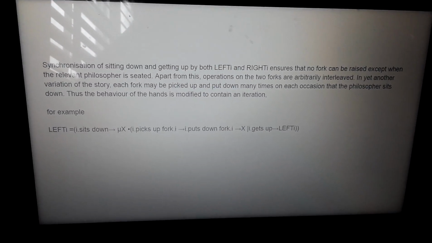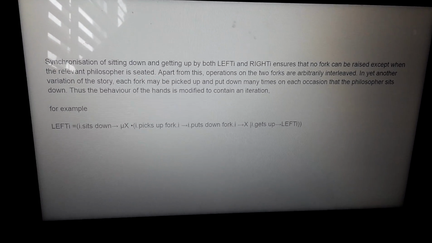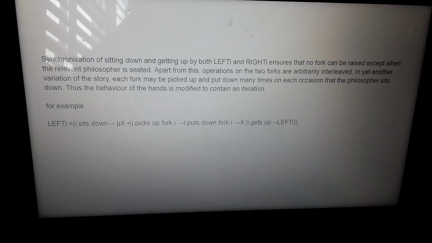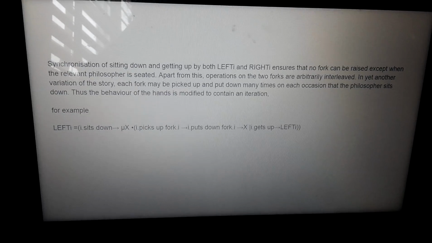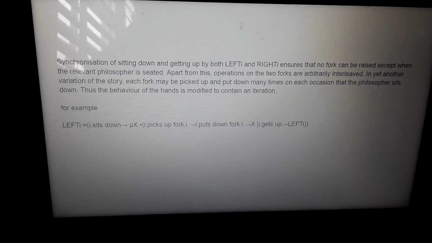Another variation of the story. Each fork may be picked up and put down many times on each occasion that the philosopher sits down. Thus the behavior of the hands is modified to contain an iteration.